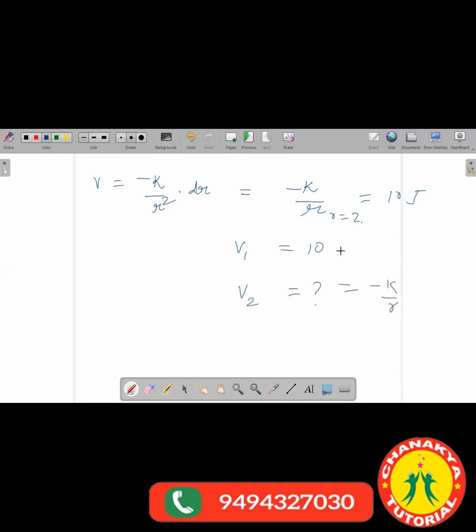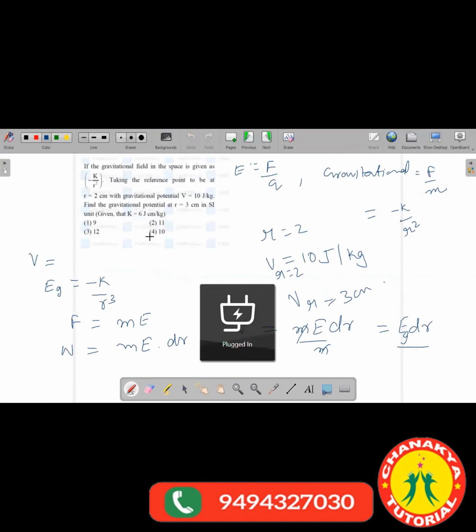So V1 was equal to k over 2, and this is V2 which is equal to k over r, which is 3. So if you divide V1 and V2, we get 10 over V2 equals 1 by 2 divided by 1 by 3. So you get 10 by V2 should be equal to 3 by 2, and hence V2 should be equal to 20 by 3, right? So 20 by 3, and if you see, 20 by 3 is not here anywhere.